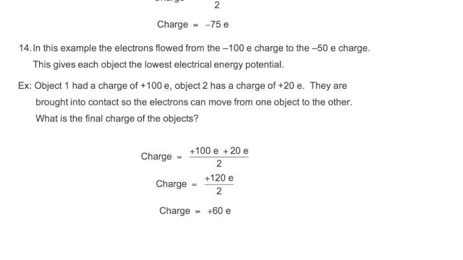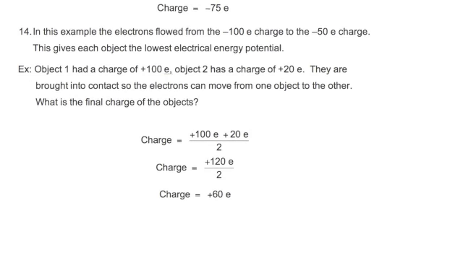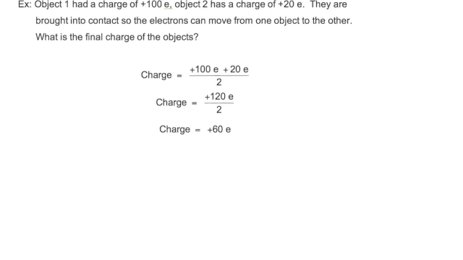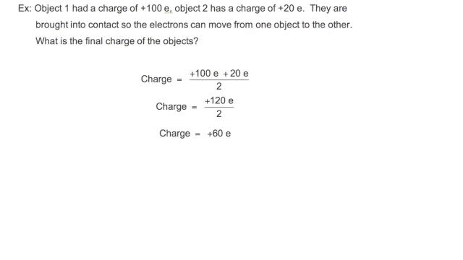Example, an object with a +100 charge is brought into contact with a +20 charge. What is the final charge of the objects? Well, here you have 100 plus 20, which is a +120 charge, divide by 2. Each object ends up with a +60 charge. Now, just because each object has a positive charge doesn't mean electrons won't move between them. So here you see how the electrons flow, so the charge is distributed even though both objects have a positive charge.